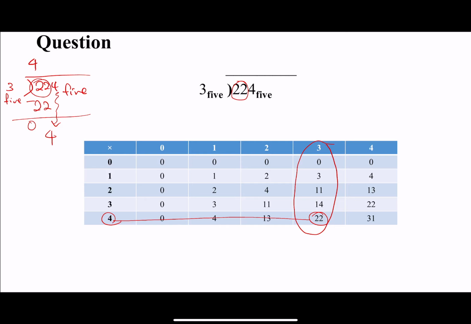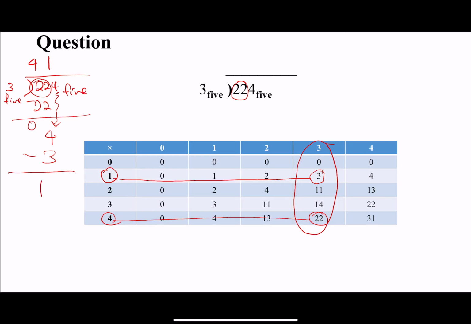Follow the same strategy. 4 divided by 3. Focus on the column of 3, because your number is divided by 3. What is the largest product which is equal or less than 4? Here you go, 3. What number is multiplied by 3 to give you 3? 1. So 1 times 3 gives you 3. So 4 minus 3 is 1.